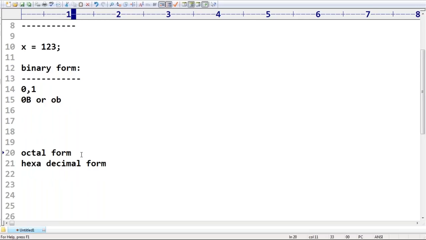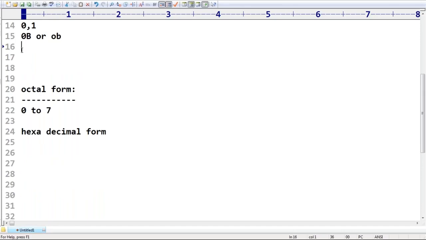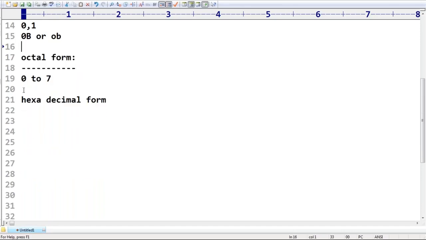Octal form means allowed digits are 0 to 7 only. The literal value should compulsorily start with 0o or 0O.